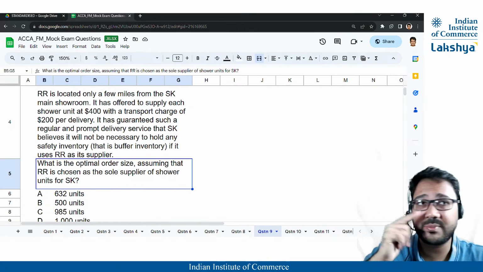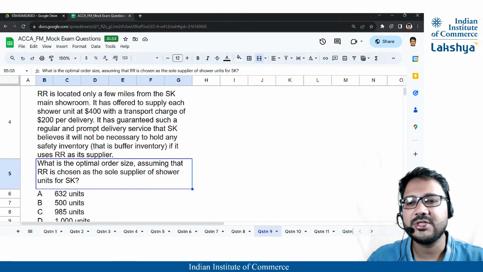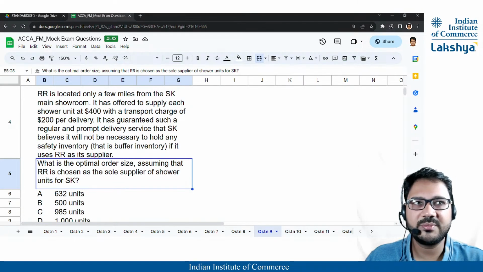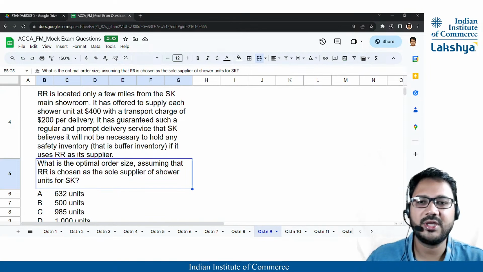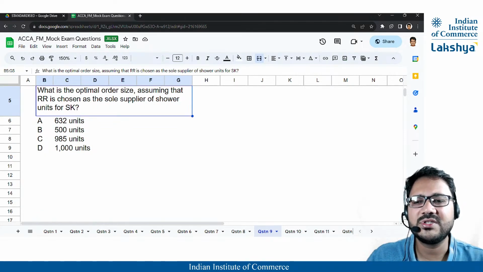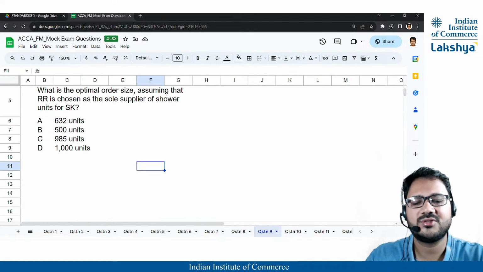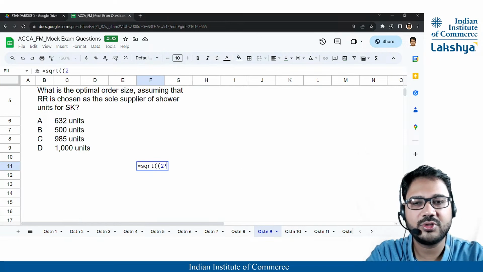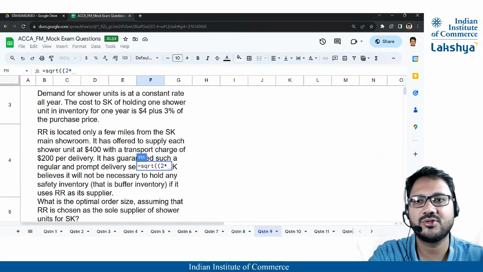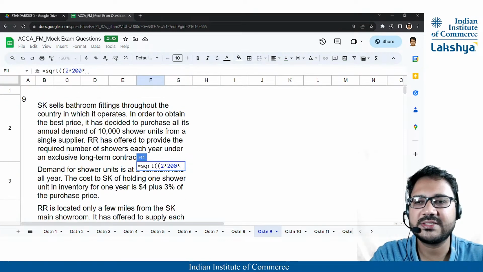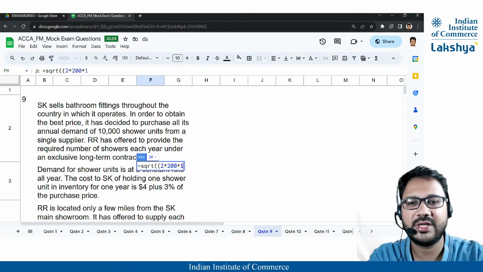If you remember the formula of EOQ, EOQ equals the square root of 2 into ordering cost into annual demand divided by holding cost per unit. And ordering cost is again per order. All the numbers are already given to us, we just have to write it down. So it is equal to the square root of 2 into ordering cost. Ordering cost is $200 per delivery, so 200 into annual demand, which is 10,000.